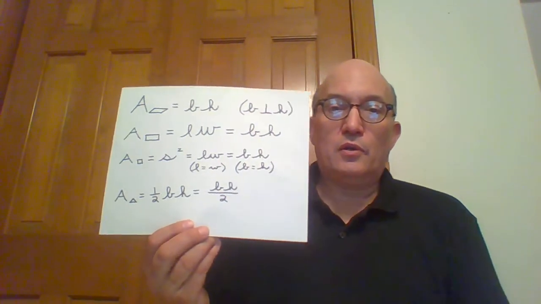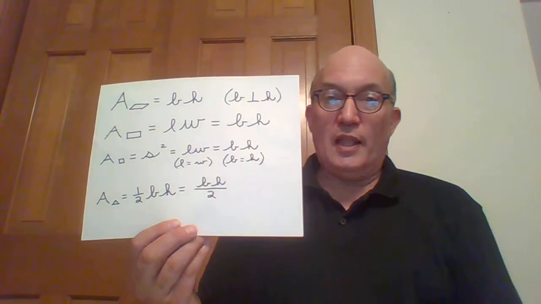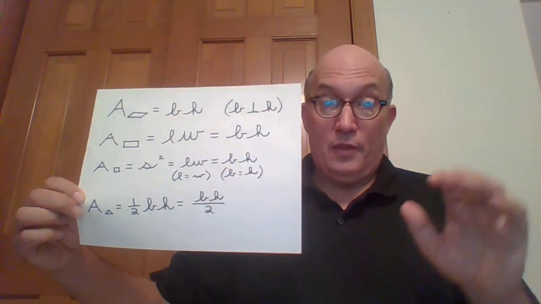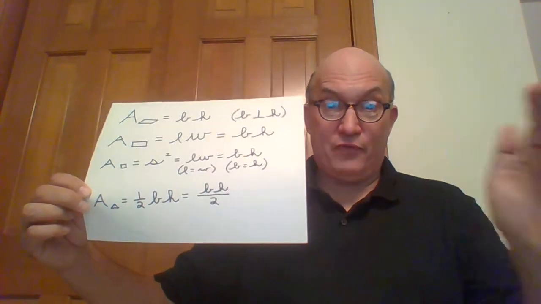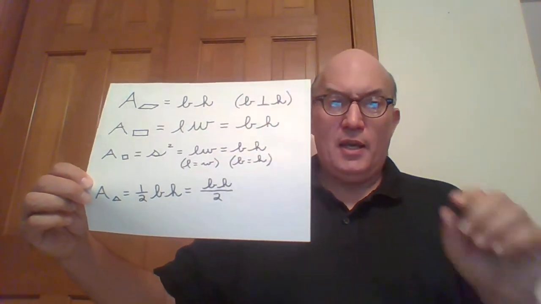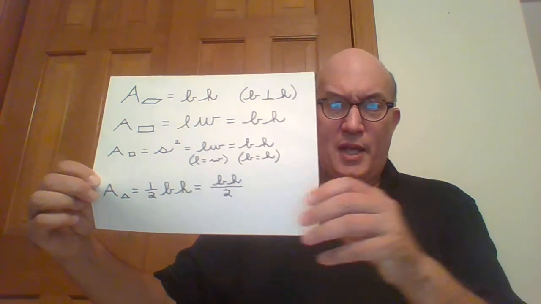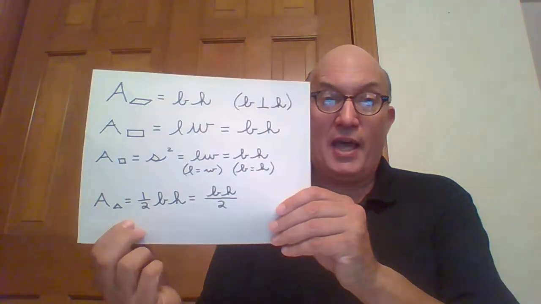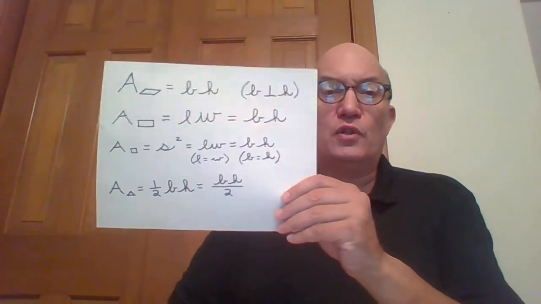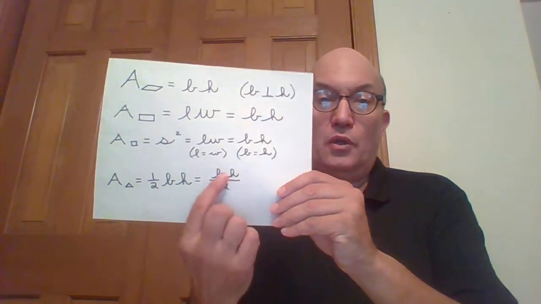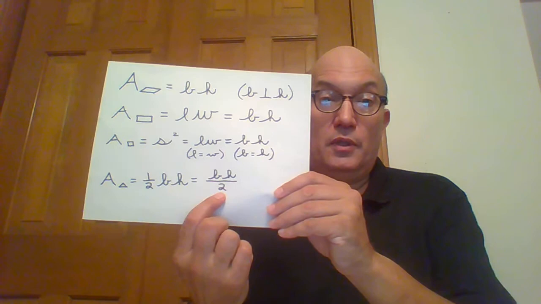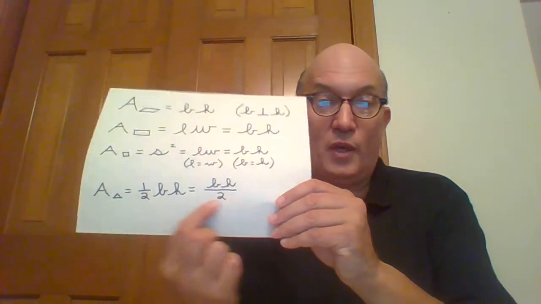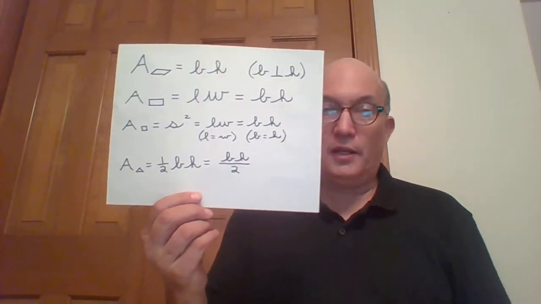Returning now to our sheet of formulas, the last one to deal with is the area of a triangle. The area of a triangle is 1/2 times the base times the height. And you know by now that multiplying a number by 1/2 is equivalent to dividing by 2. So this is also the formula for the area of a triangle, base times height divided by 2. Either one, these are equivalent mathematically.